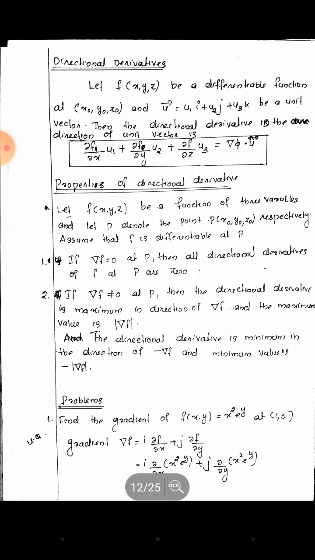And next is the directional derivative. The directional derivative of a function f of x, y, z in the direction of a unit vector u is del f dot u. If del f dot u is equal to 0, the directional derivative is 0. If del f is not equal to 0, the directional derivative is maximum in the direction of del f, and the maximum value is modulus of del f. The directional derivative is minimum in the direction of minus del f, and the minimum value is minus modulus of del f.